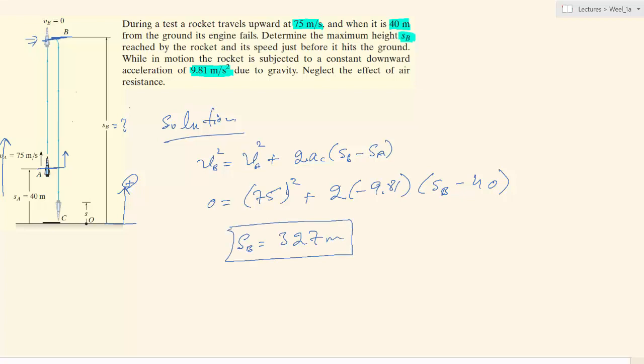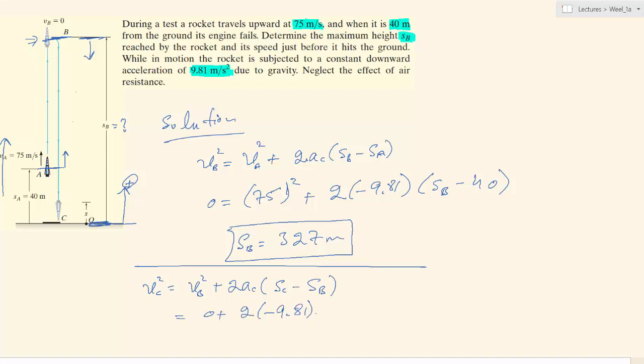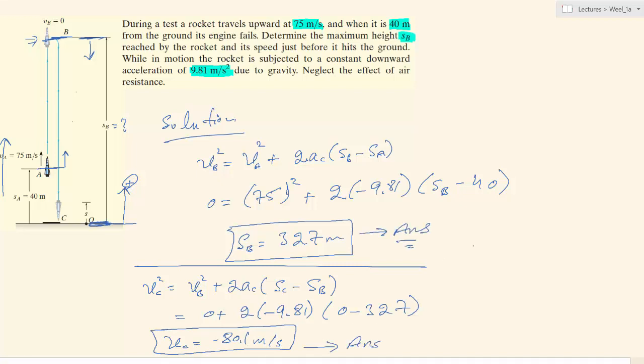327. So for the second part, our initial position is point B and final position is point C. Applying the same equation between these 2 points gives VC square equal to VB square plus 2 AC into SC minus SB. So we are looking for VC. We know VB is 0 at the maximum height, plus 2, again acceleration, and final minus initial displacement. So VC equal to minus 80.1 meters per second. Keep in mind, the rocket before striking the ground is moving in the downward direction. Therefore, it is negative. So here we conclude our example.